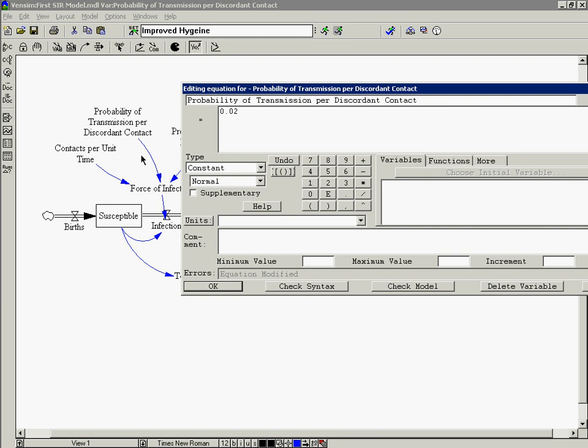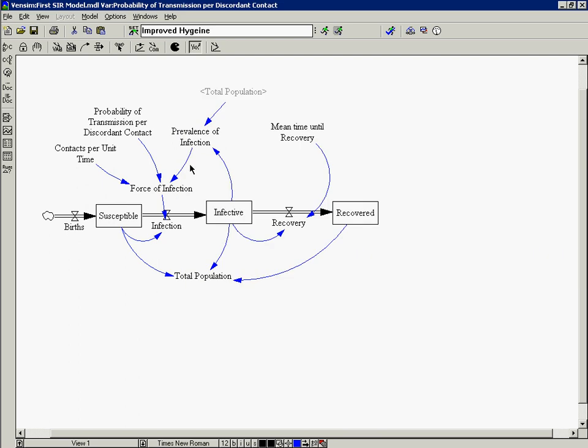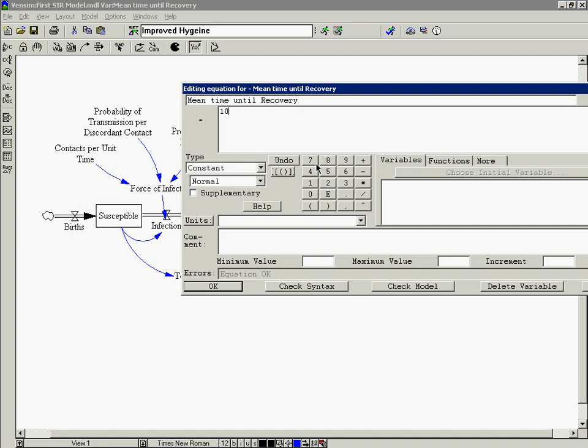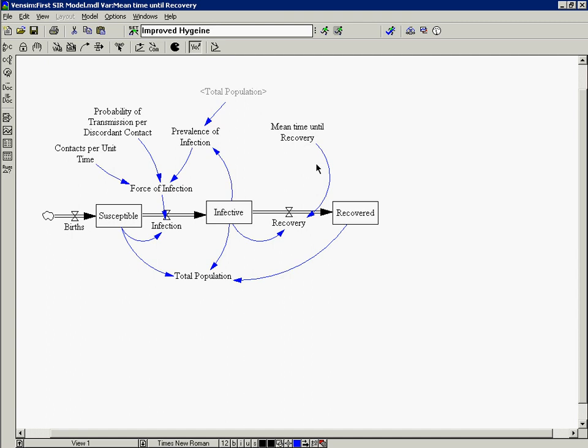So, ladies and gentlemen, what did I do? I just changed this probability from 0.04 to 0.02. Before this, though, and this is very important, I had changed this mean time until recovery back from 5 to 10. So we're examining two different interventions. We'll combine them in just a second, but I'm examining them separately. Does this make sense? Okay, so let us run this new one.